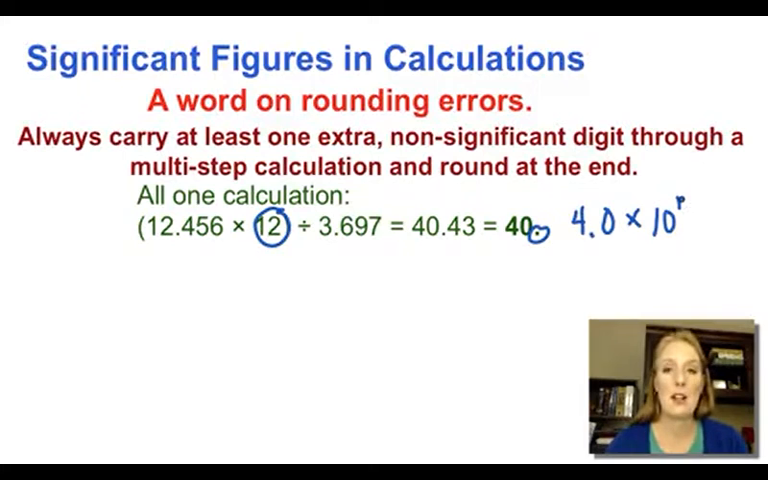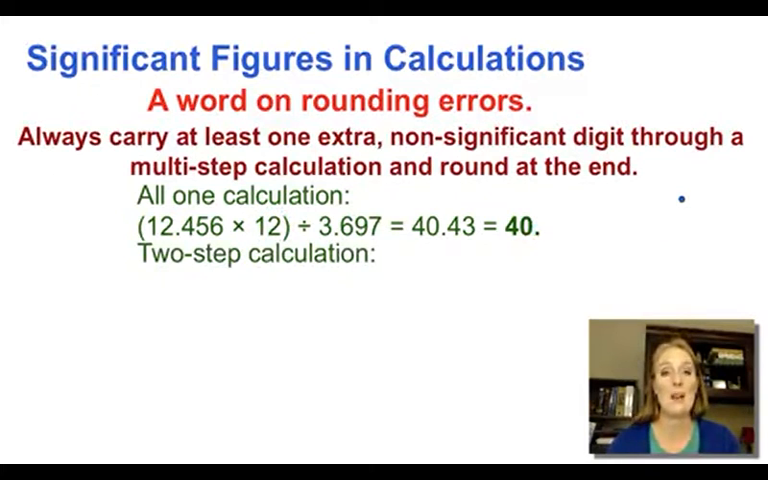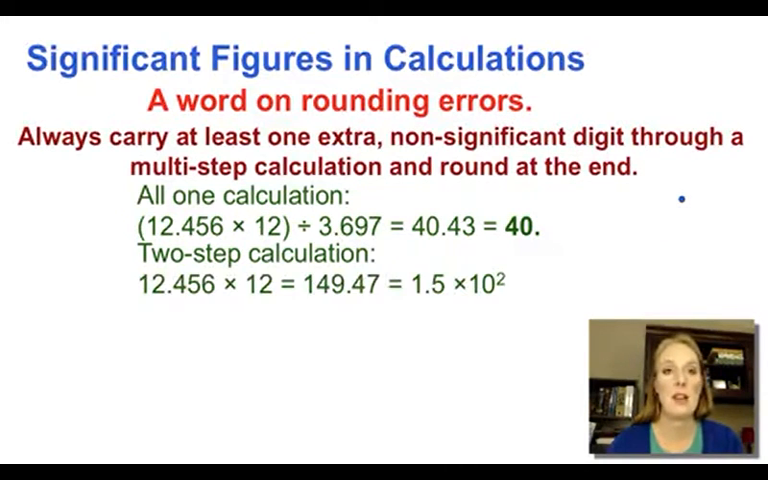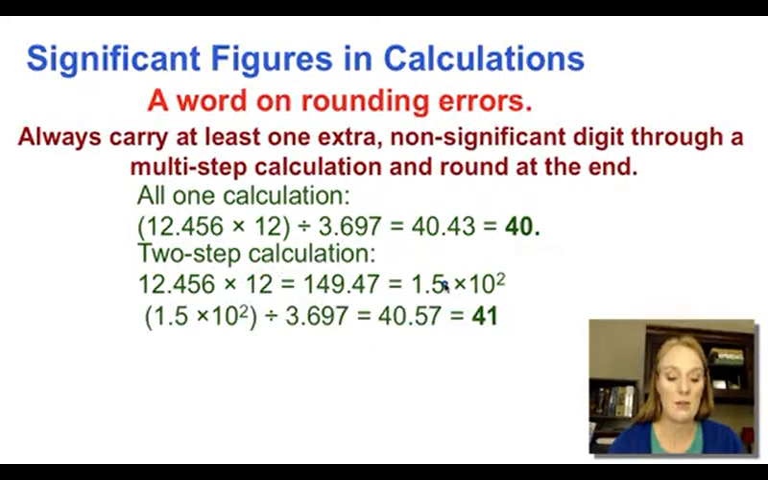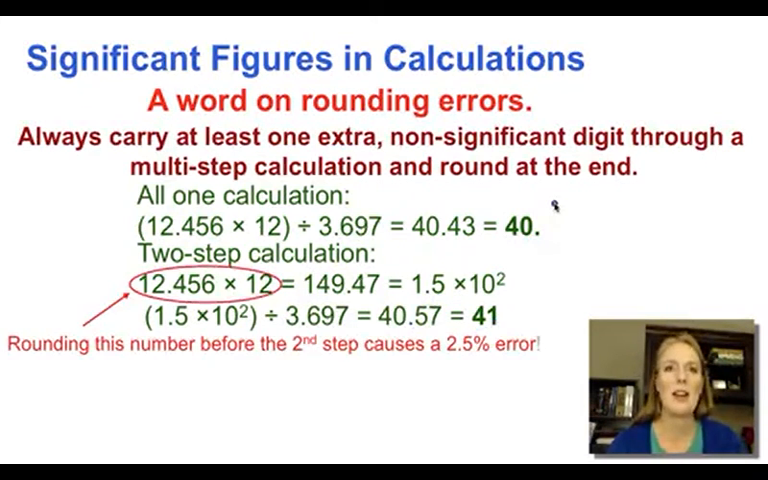If I do the calculation inside the parentheses and round it, and then do the second calculation, I can introduce quite a bit of error. In other words, if I did it in two steps, if I took 12.456, multiplied it by 12, and got 149.47, but then I rounded it to two significant figures, and then I take that quantity, which is 150 now, and divide that by 3.697, now my answer becomes 41 if I round it to two significant figures, and that's quite a bit different than 40. How much error have I introduced? I've introduced a 2.5% error. That can be a really large error.